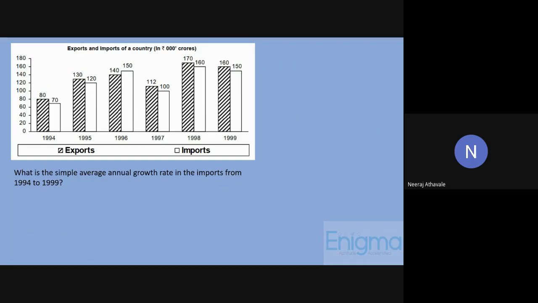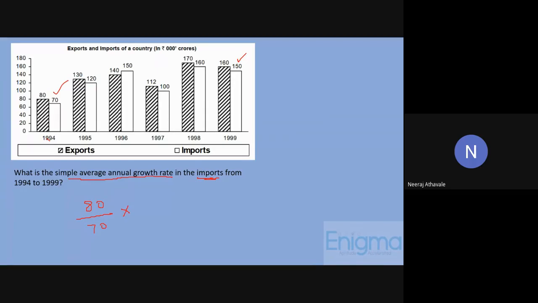Now this is a bit tricky, so I'll explain this concept. What is the simple average annual growth rate of imports? What is the import value in 94? It is 70, and this is 150. So what is the actual increase? It is, let's say, an increase of 80, 70 to 150 means 80, and the denominator will be 70.